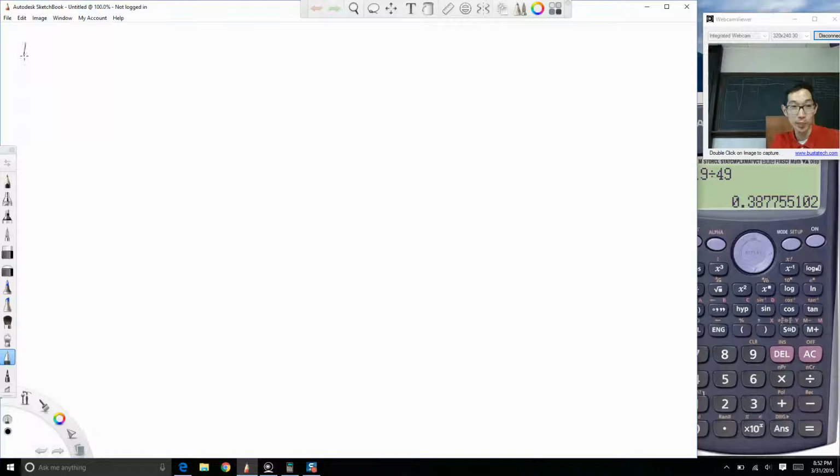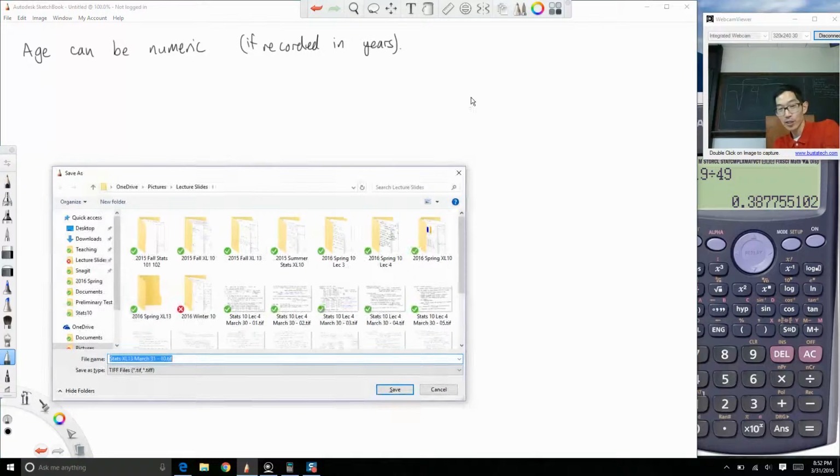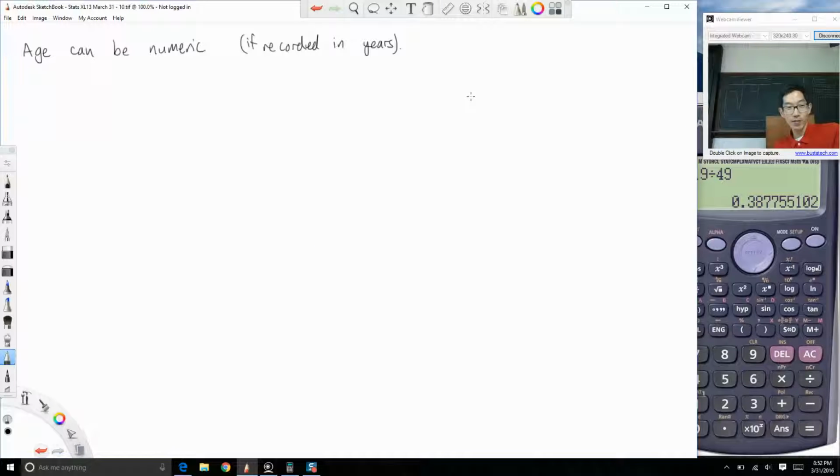For example, age can be numeric, as it was in that table, if recorded in years. Most people will answer the question a certain way. If I said, how old are you? If you're not taken aback by the rudeness of the question, you would just say, oh, I'm 27, or I'm 35, or whatever. You would respond with a number. This is most people.